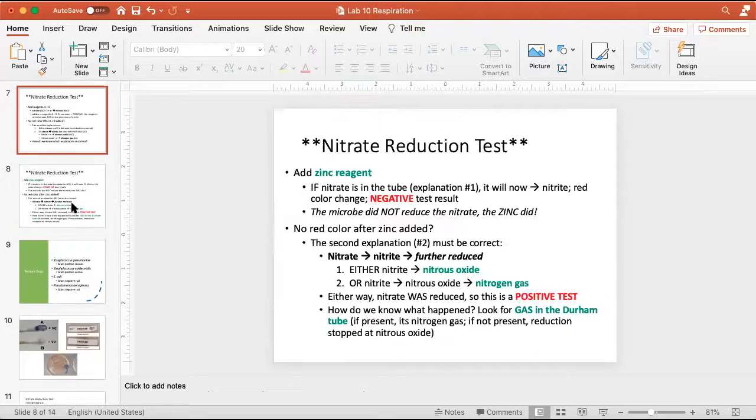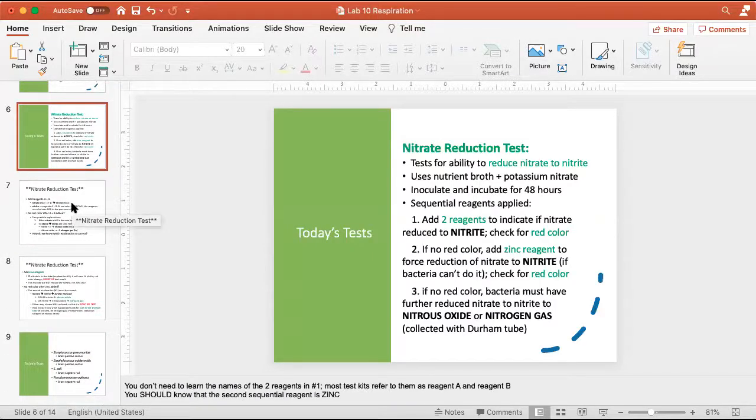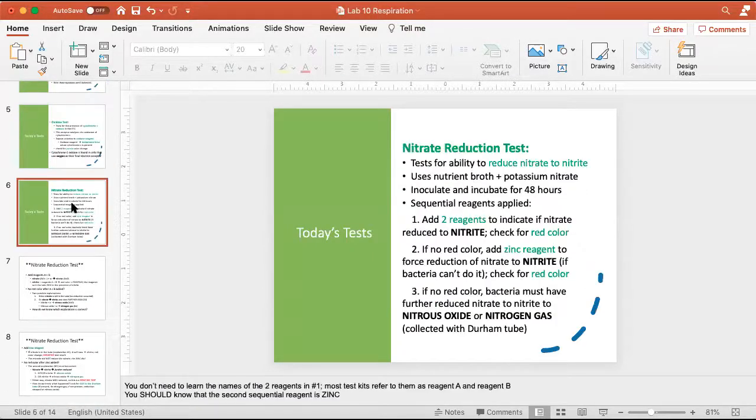All right. Now, in terms of examining the reduction of nitrate, remember, examining whether a microbe is using nitrate at the bottom of its electron transport chain, we have this test referred to as the nitrate reduction test. Now, this is one of the most complex tests we've talked about this semester, which is part of the reason we save it for last.